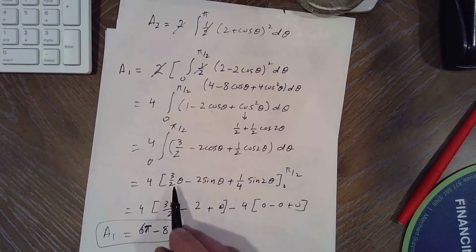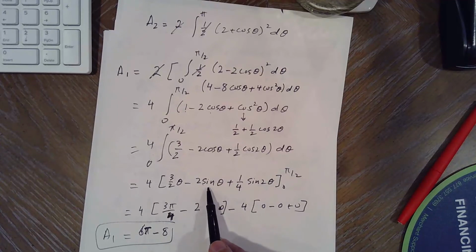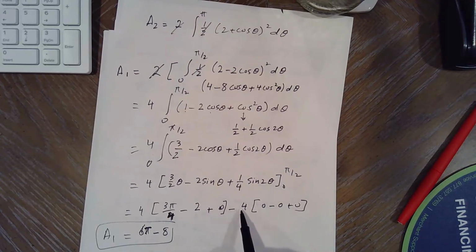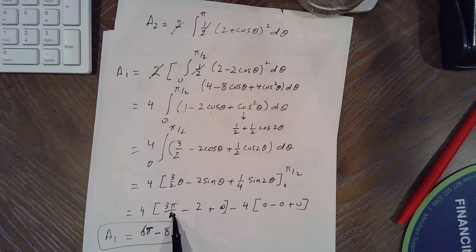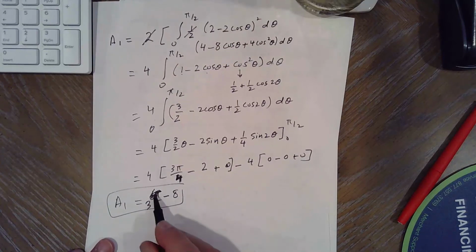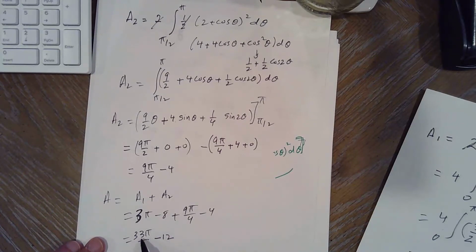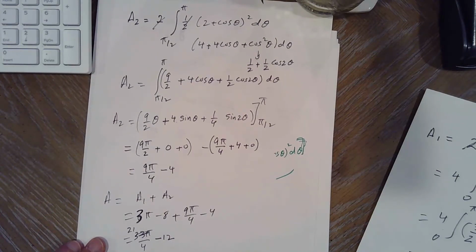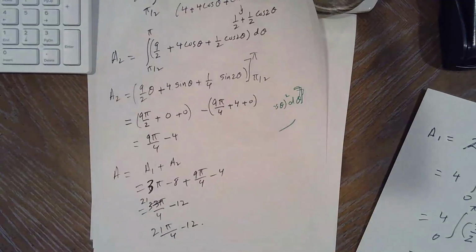That would be, if you put pi over 2, that's 3 pi over 4, my bad. And then that's minus 2, and that's 0, and then minus 4, 0, 0, 0. So this should be 3 pi over 4 times 4, which would be 3 pi minus 8. Okay, so please fix that. So 3 pi minus 8 plus 9 pi over 4 minus 4 would be 21 pi over 4 minus 12.